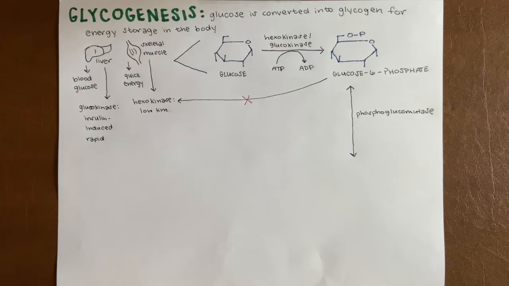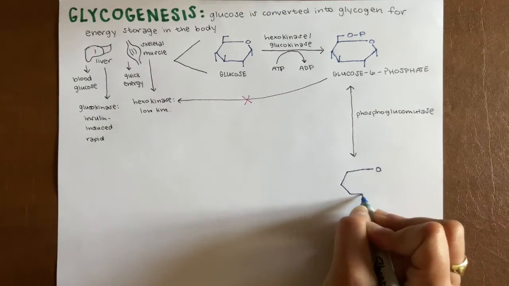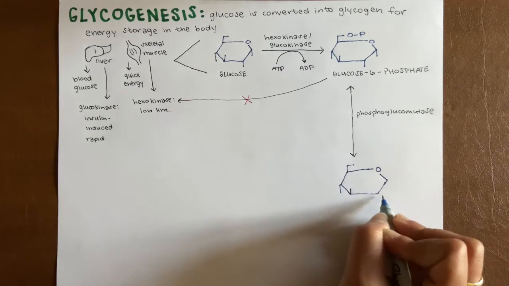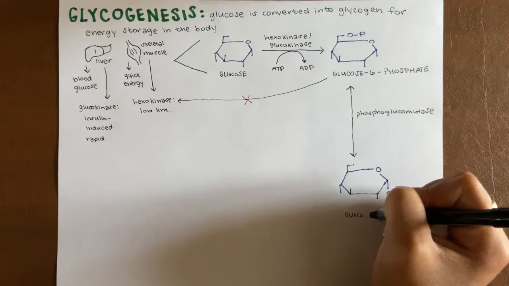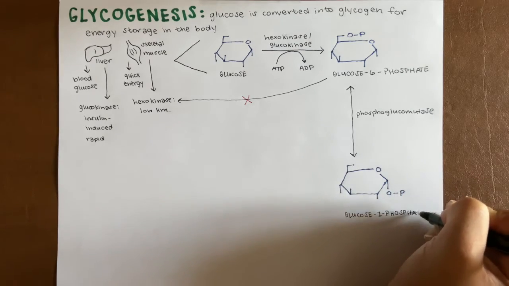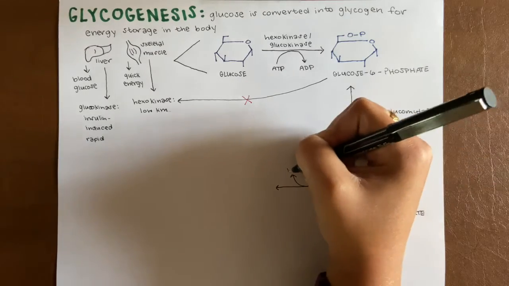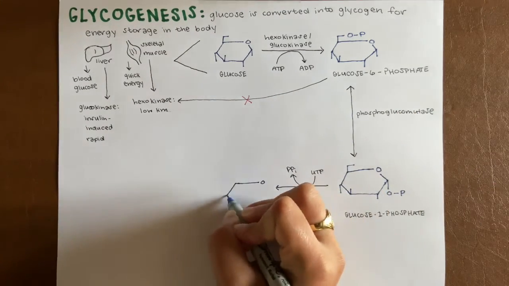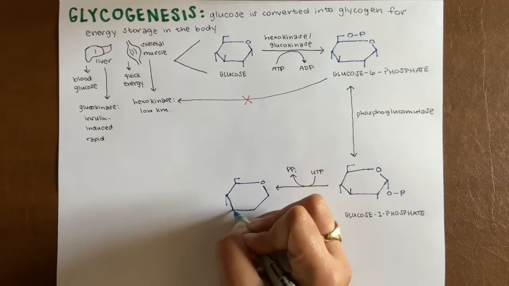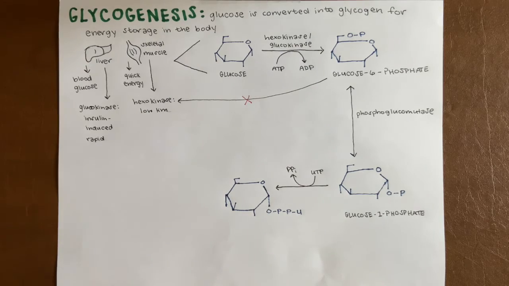The phosphate group on the 6 carbon of the glucose 6-phosphate is then transferred to the 1 carbon by the enzyme phosphoglucomutase, forming glucose 1-phosphate. Uridine triphosphate then reacts with the glucose 1-phosphate to activate it. Uridine monophosphate from the UTP is coupled with the glucose 1-phosphate to form uridine diphosphate glucose, UDP glucose.